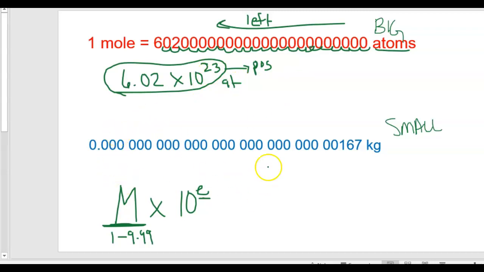Now we're going to do the same thing with our small number. This time we are going to move our decimal to the right. Since I'm going in the opposite direction, instead of my exponent being positive, it's going to be negative. Again, I'm going to move my decimal over until I hit a number that's between 1 and 9.99.